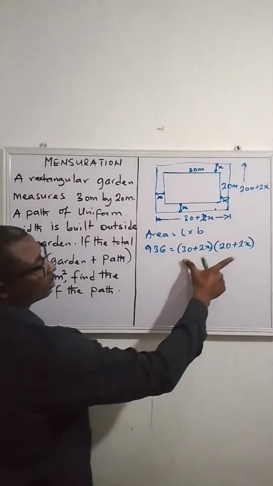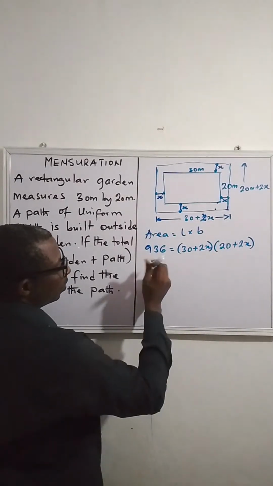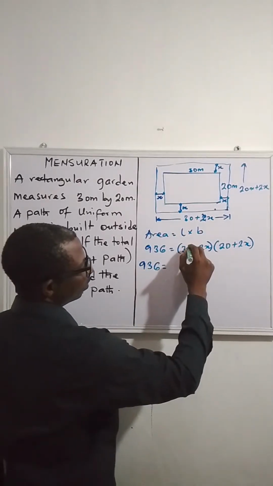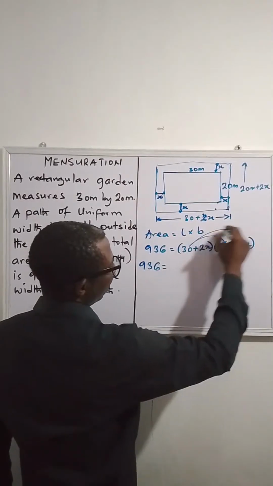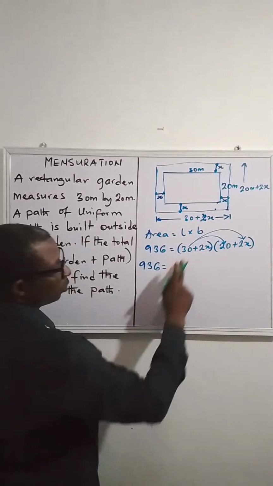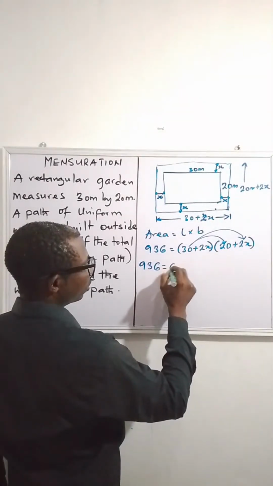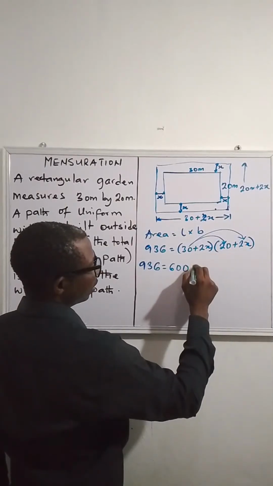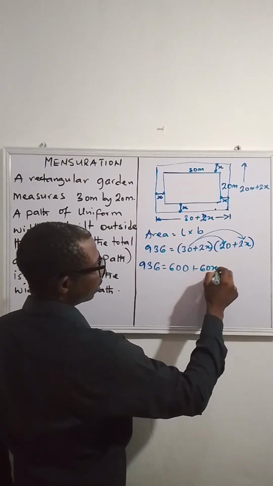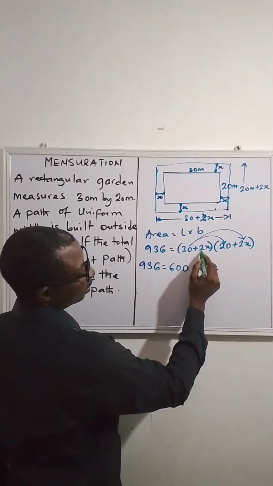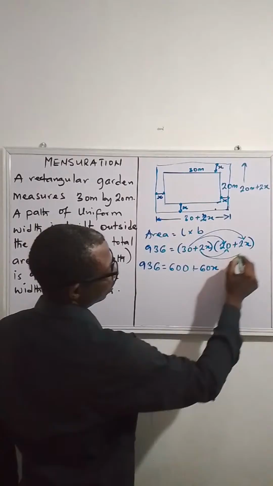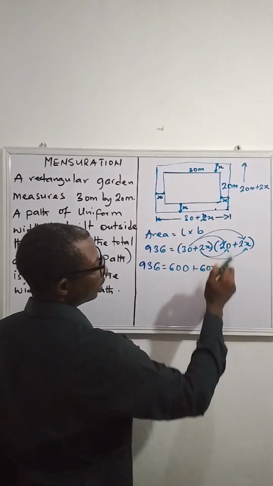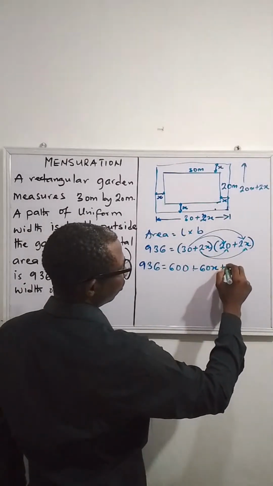So now the next thing is to expand this. So let's expand. We have 936 equals, so now this multiplies this and also multiplies this. So 30 times 20, that gives you 600. So now 30 times 2x, that gives you 60x. Now this 2x multiplies this and also multiplies the second one. So now 2x times 20, that gives you 40x.